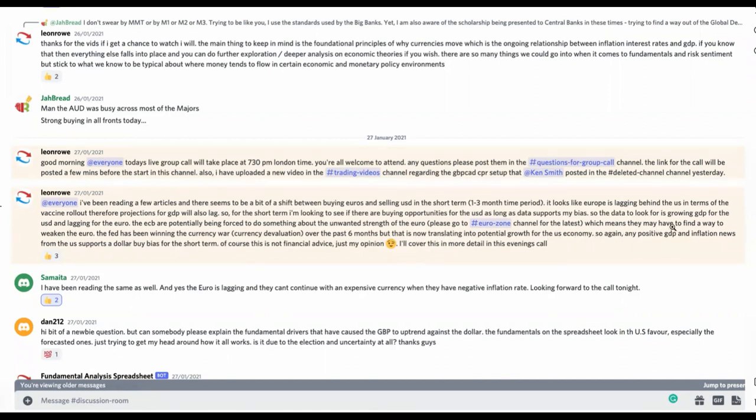So again, any positive GDP and inflation news from the US supports a dollar buy bias for the short term, a 1 to 3 month period. Of course, this is not financial advice, just my opinion.